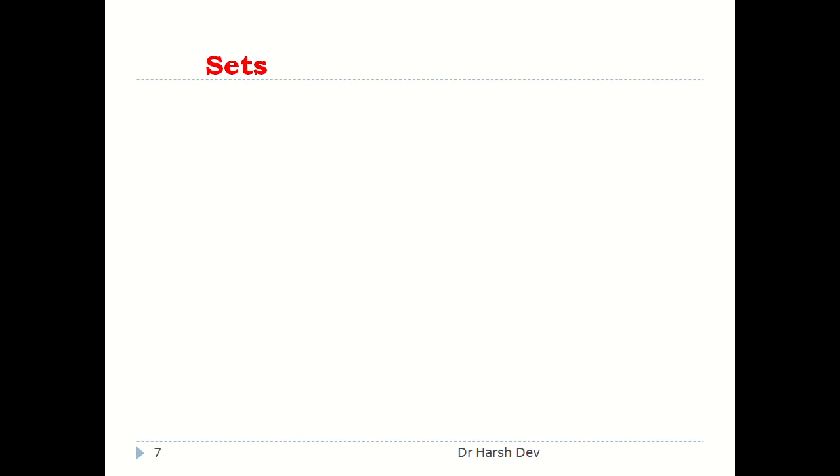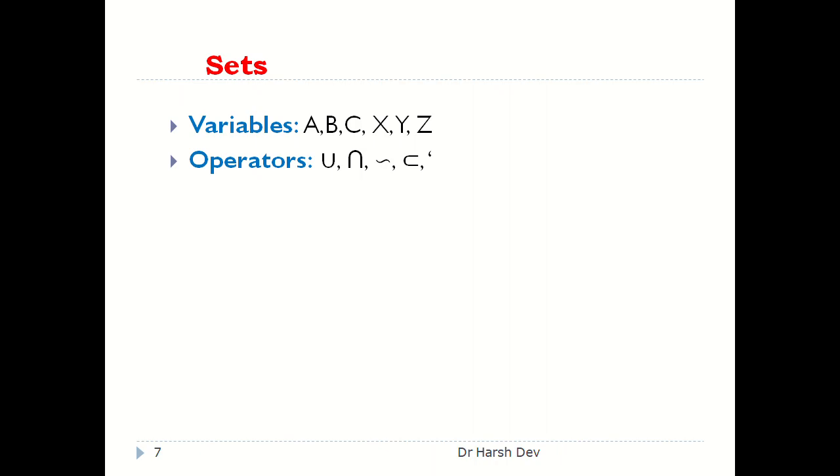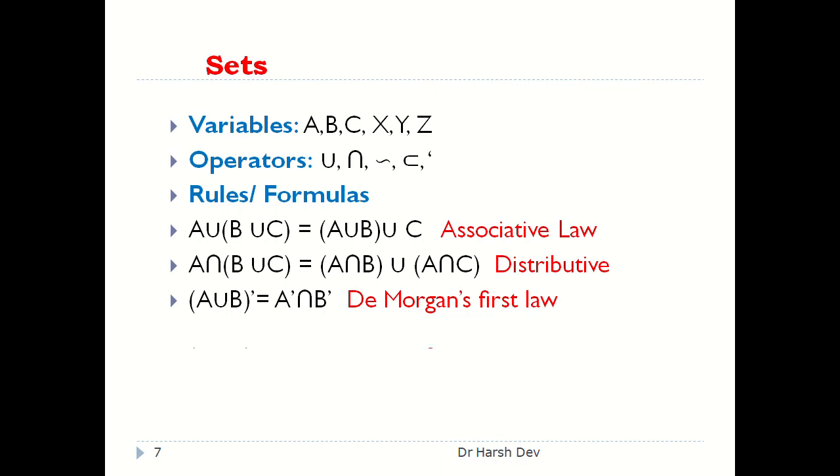Let's talk about sets. Every set contains some discrete values, which may be a, b, c, x, y, z. There may be operators, and there are different rules and formulas that make up the entire system of sets. Every structure will have certain variables, certain operations, and certain rules and formulas used in that particular type of discrete structure.